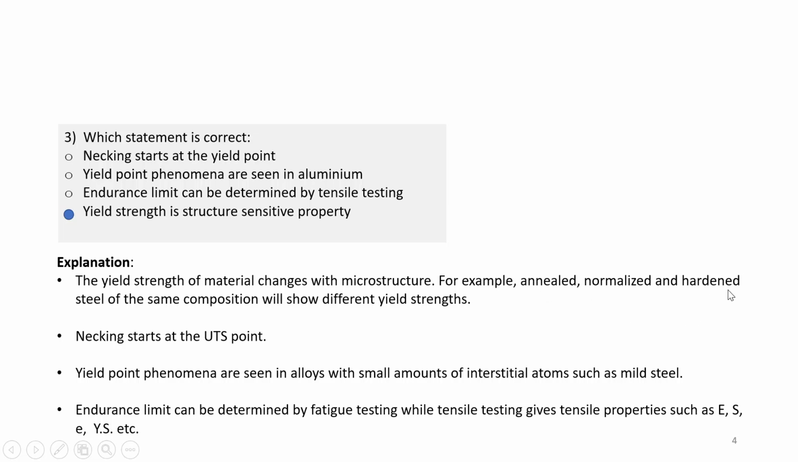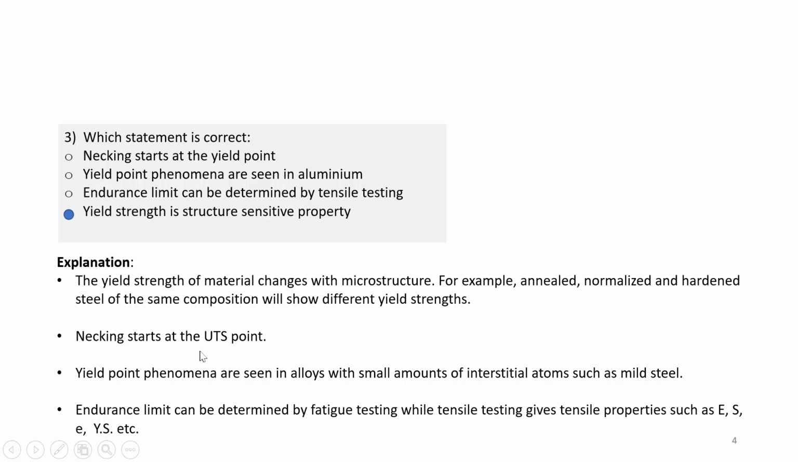In the case of hardened steel, you'll be cooling it with some coolant, with the help of water or other oils. So this cooling rate will be further higher, so it will show a very fine structure. So depending on these microstructures, you will see a change in the yield strength as well.